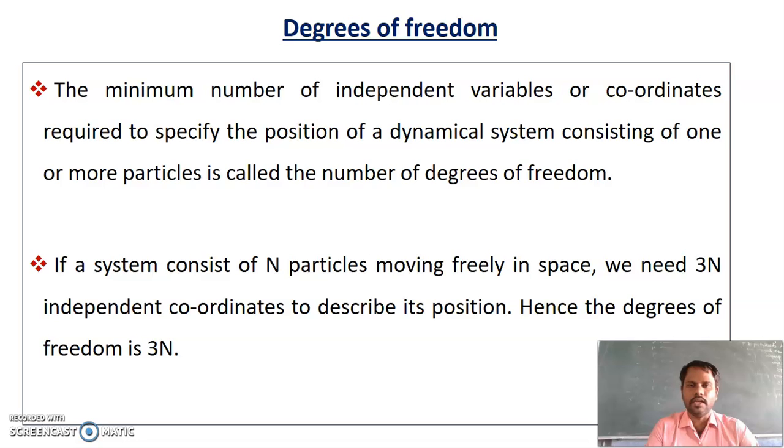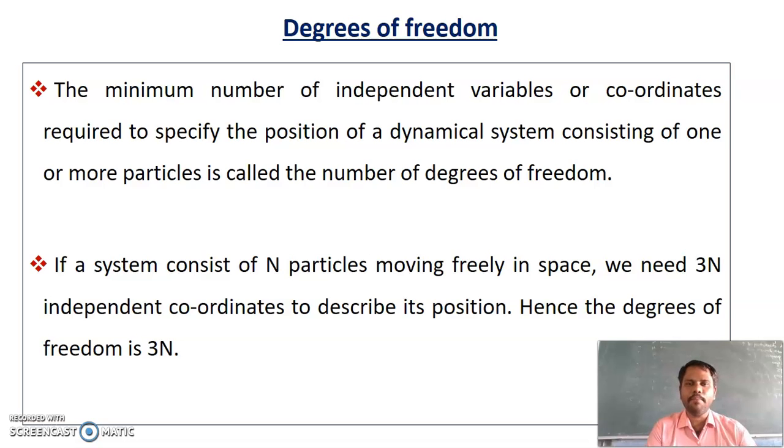Let us consider a particle moving in a plane. To describe its position, I need x, y, or y, z, or z, x coordinates, which means I need two coordinates to describe the motion of a body in a plane. If a body is moving in free space, I need all the three coordinates x, y, and z to describe its position at different intervals of time.